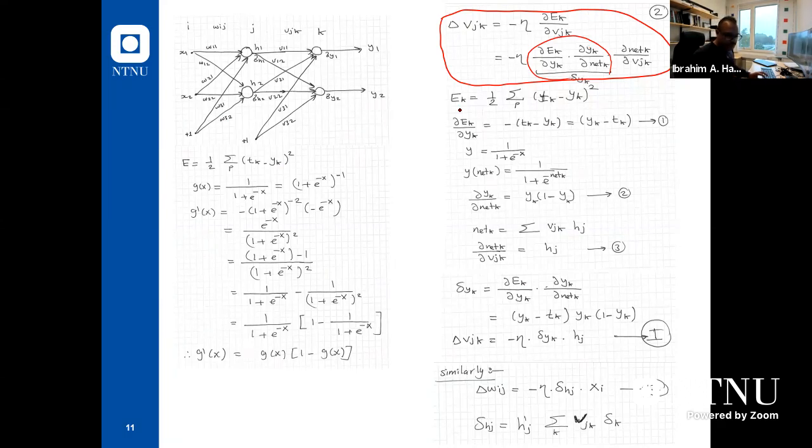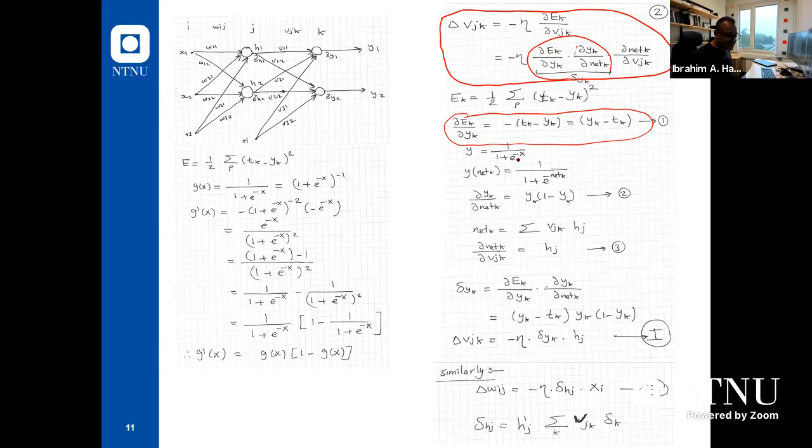So first, we have E, we need to get partial E by partial Y. Partial E by partial Y will be Y minus T. Why? Because partial E by partial Y will be 2 times half, which is 1, multiplied by T minus Y, multiplied by the first derivative of T, which is 0, multiplied by the first derivative of minus YK, which will be minus 1. So it will be negative, multiplied by TK minus YK. So you can just put the negative inside, so it will be Y minus T. So partial E by partial Y will be Y minus T. Now we need to get the next part. The next part is partial Y by partial net.